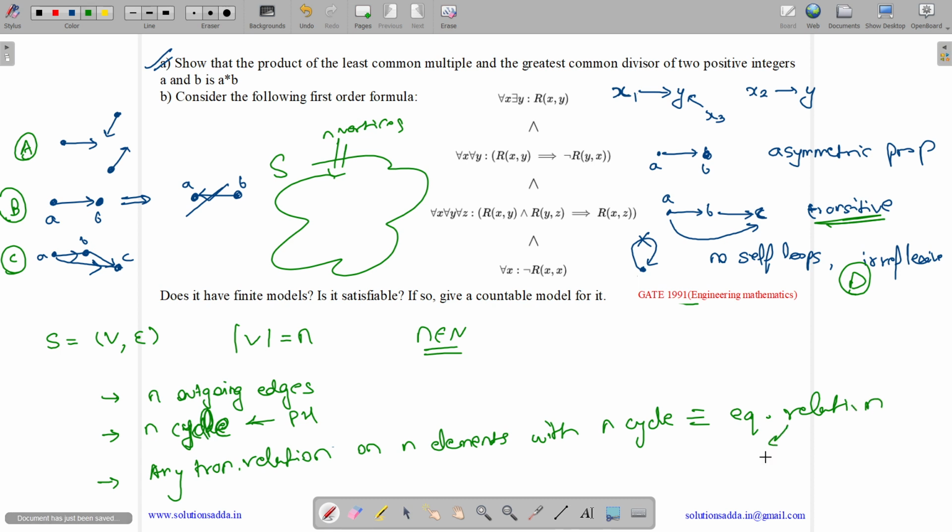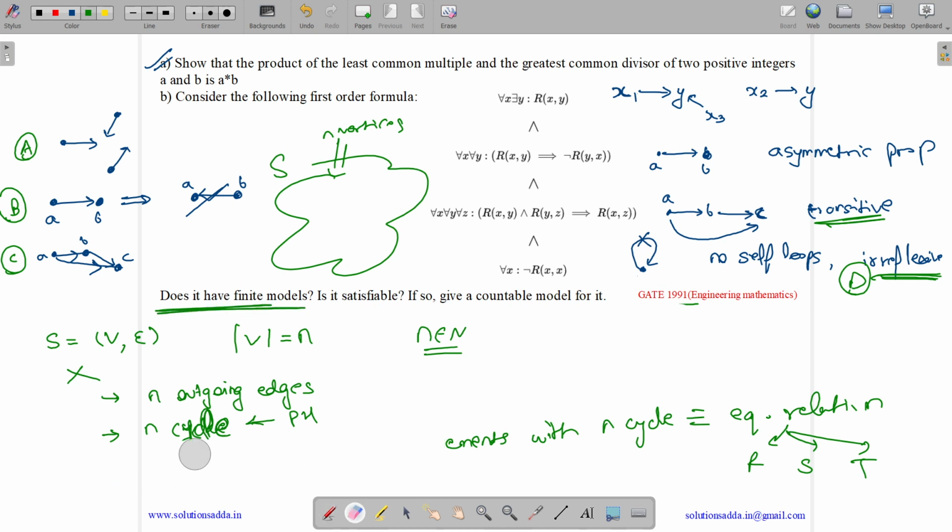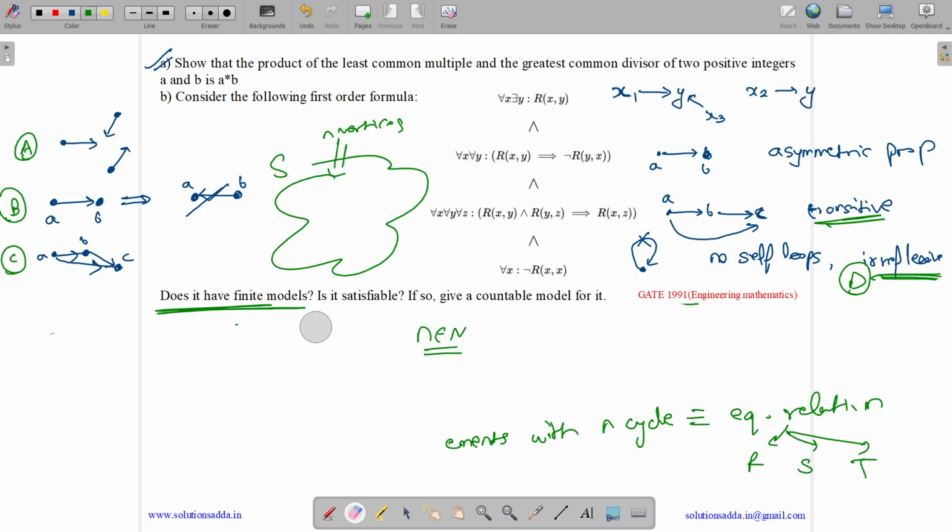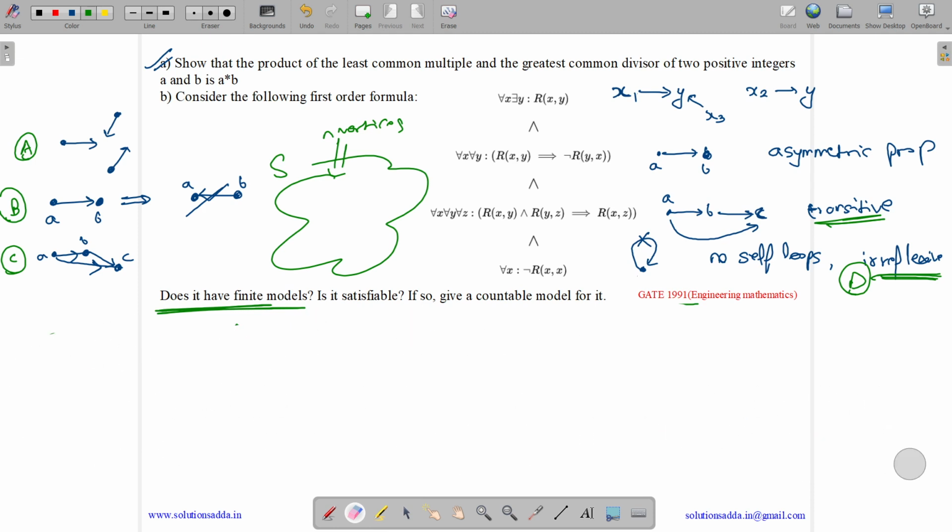What is the meaning of equivalence? It should be reflexive, it should be symmetric, and it should be transitive. But see, this is not reflexive and not symmetric, it is only transitive. Thus this is a contradiction: we cannot have a graph with n vertices which follows all these properties. So here we can easily say it cannot have a finite model, which means all these properties cannot be followed by a finite model.